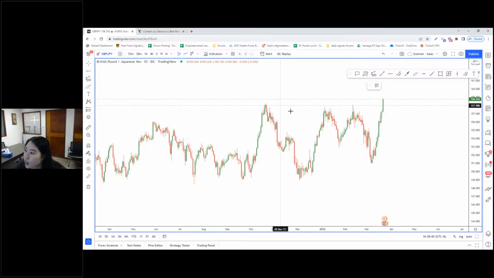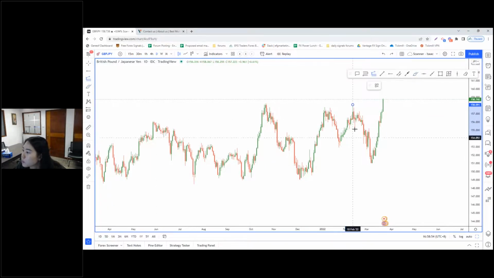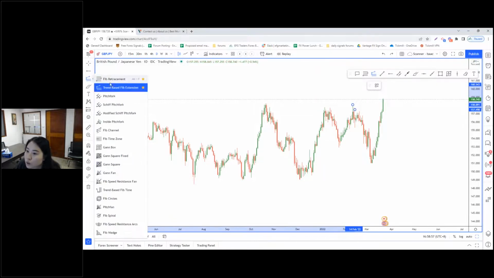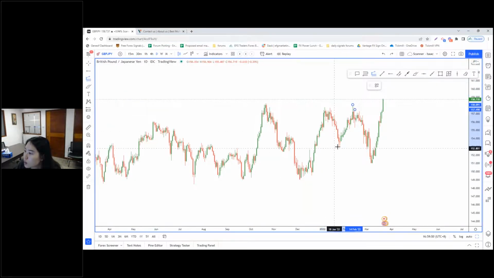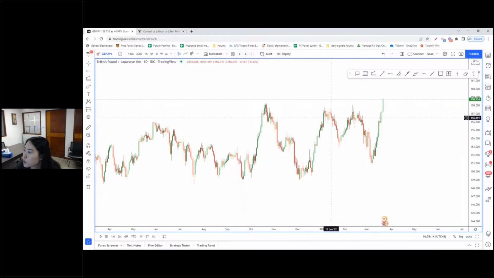Okay, I see an extension, projection. Let's see if anything lines up. Sorry, I took the wrong points. Nope, not even valid anymore. It looks like it's doing a Fibonacci extension though.